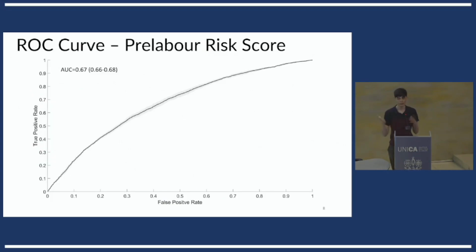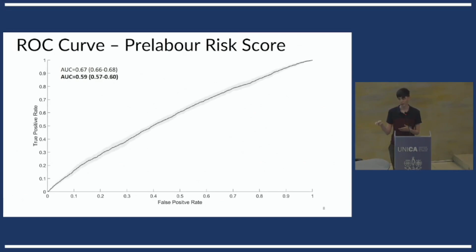So, some general performance metrics. Using just static data and a pre-labor risk score, looking at the larger 250,000 cohort, the performance was about 0.67. But in the more interesting small data set of the blood gas available, where healthy was closer to potentially unhealthy, that's why they took blood gases, the performance is a lot lower at 0.59.